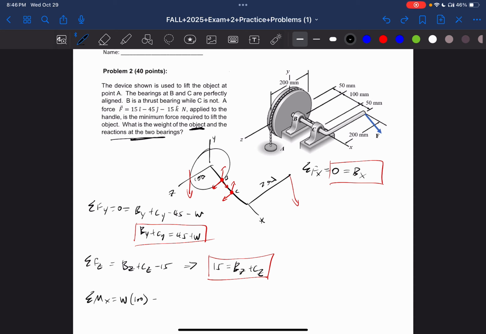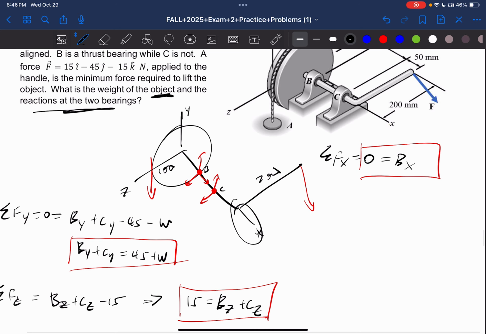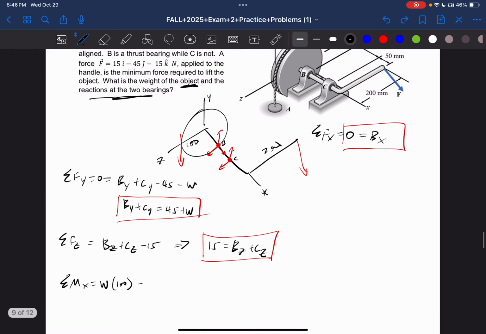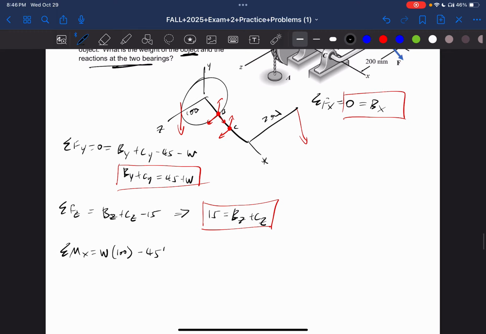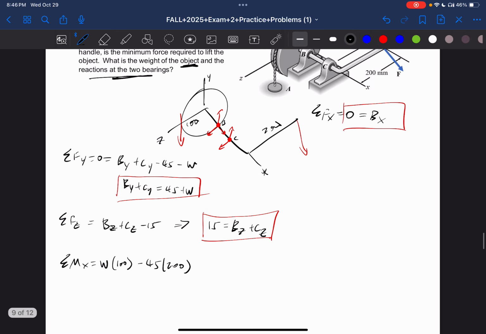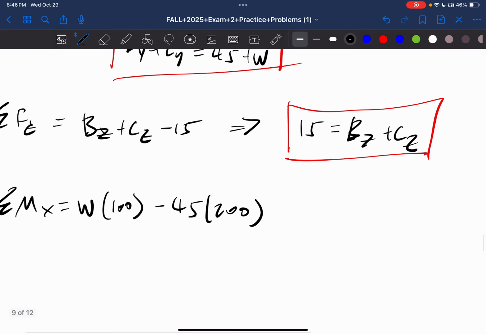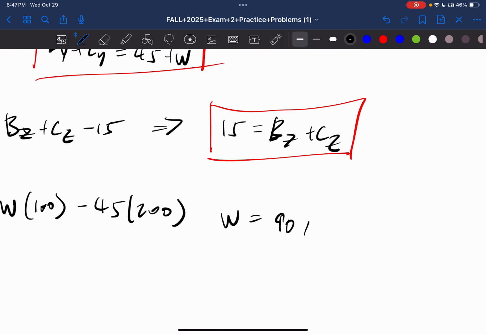So the only one that's going to cause a moment about this x-axis is going to be this y component, which is going to be negative 45. So it's going down 45, so it's going to be the positive direction. I mean the negative direction, so minus 45 times 200. And I mean, we have these terms, so we can solve for W, right? So W is going to be equal to 90 newtons.